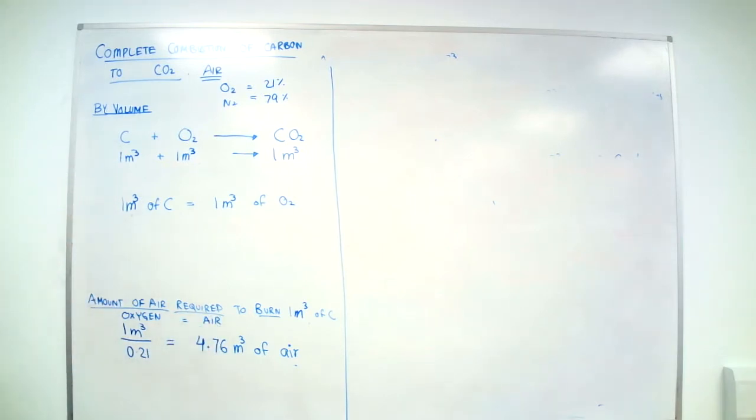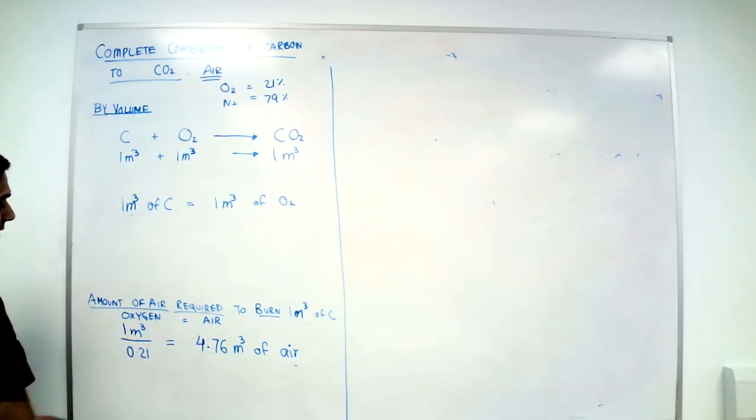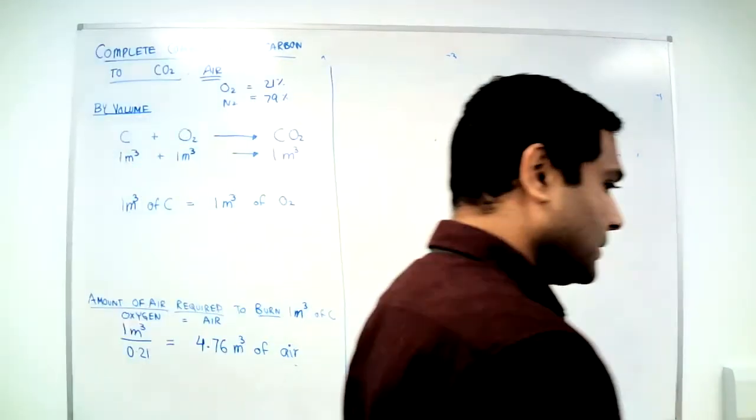So it's the ratio between oxygen and air. 1 meter cube of oxygen is present in 4.76 meter cube of air. So this is the volume analysis. If the question asks you to find the volume of oxygen required, you divide by 0.21. If they ask you for the mass, you need to divide by 0.23. So they are two different numbers.